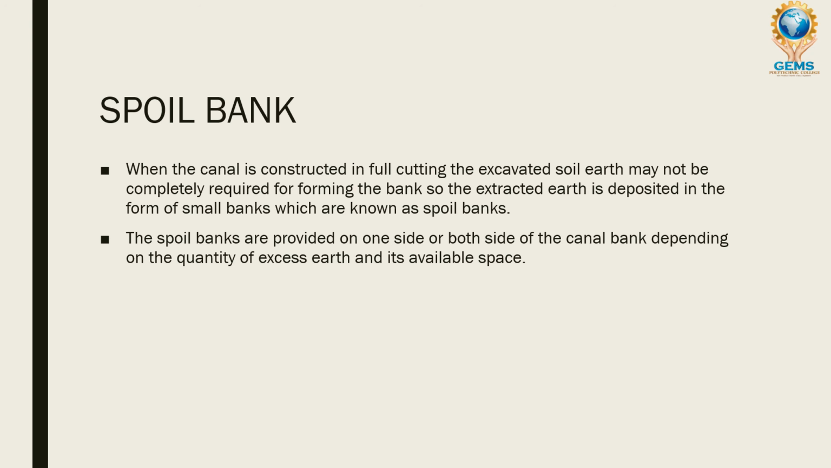The spoil banks are provided on one side or on both sides of the canal bank. Suppose you are going to construct a spoil bank on one side, you need the excavated earth, and it also depends upon the available space. If there is no space available, you cannot construct the spoil bank. So it depends upon the quantity of excess earth and its available space.